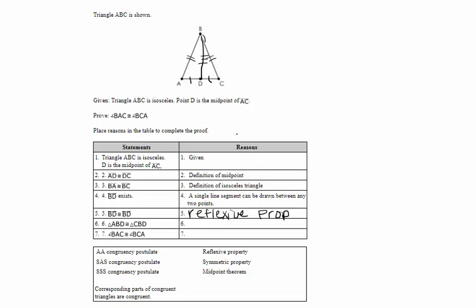Now, triangle ABD is congruent to triangle CBD. If you take a look at this, all of their side lengths are the same, and so that would be side, side, side.